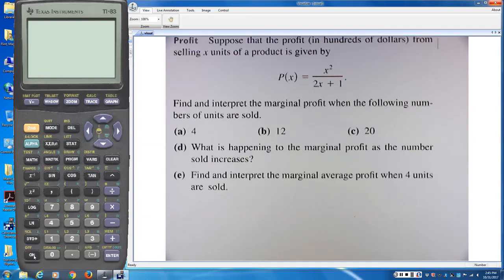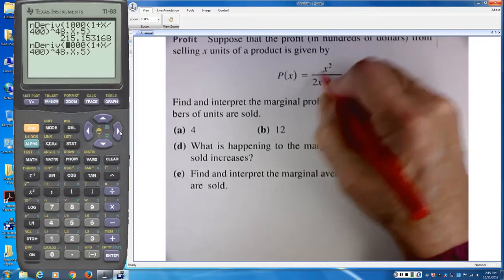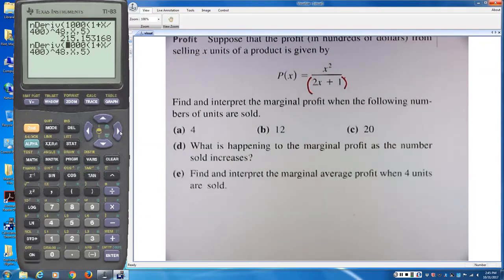In this case, because I've got 3 different values of x, I can either do it on screen, as long as you remember that your calculator will actually repeat the last thing you put in by just hitting second enter. Your function needs to be x squared divided by the quantity 2x plus 1. So you are going to need some parentheses. So we're going to take that derivative with respect to x, and the first value is 4.